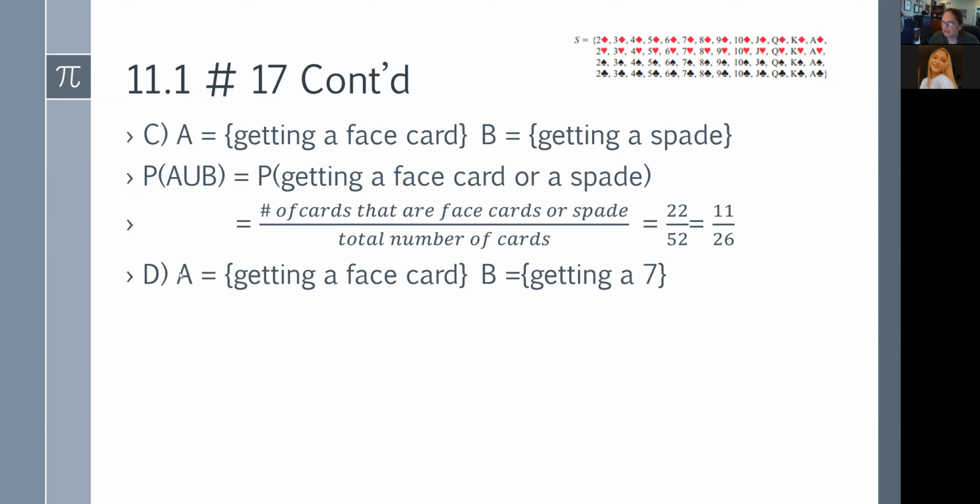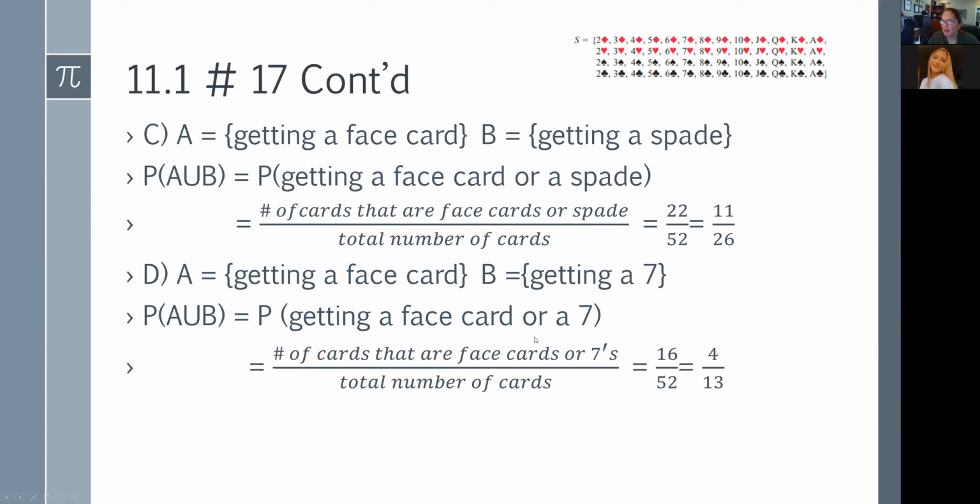Next, part D, we'll look at event A is getting a face card, and event B is getting a 7. So we'll find the probability of A union B. That's the probability of getting a face card or a 7. So now we need to count up the number of cards that are either face cards or 7s out of the total number of cards. So we have 4 7s and 4 jacks and 4 queens and 4 kings. So that'll be 16 cards out of 52 cards. And that will simplify down to 4/13.